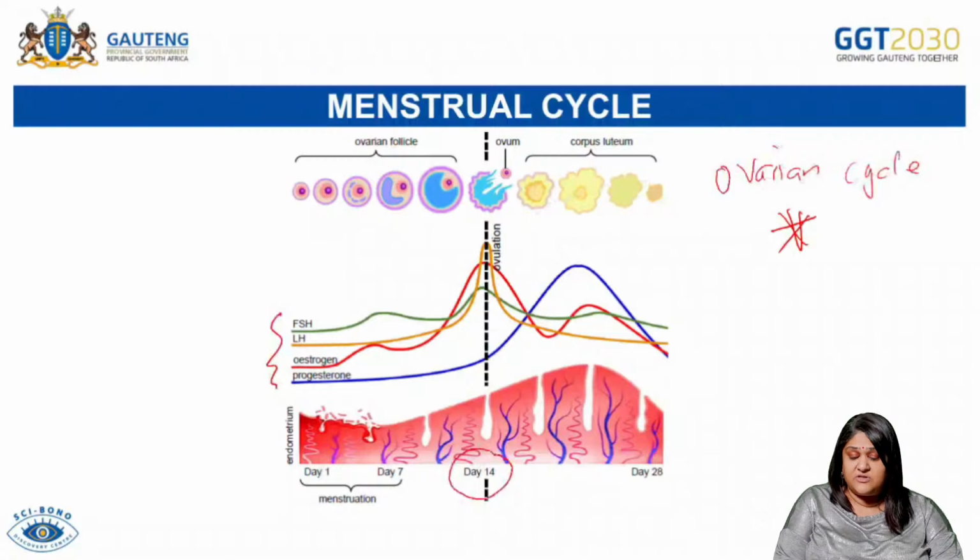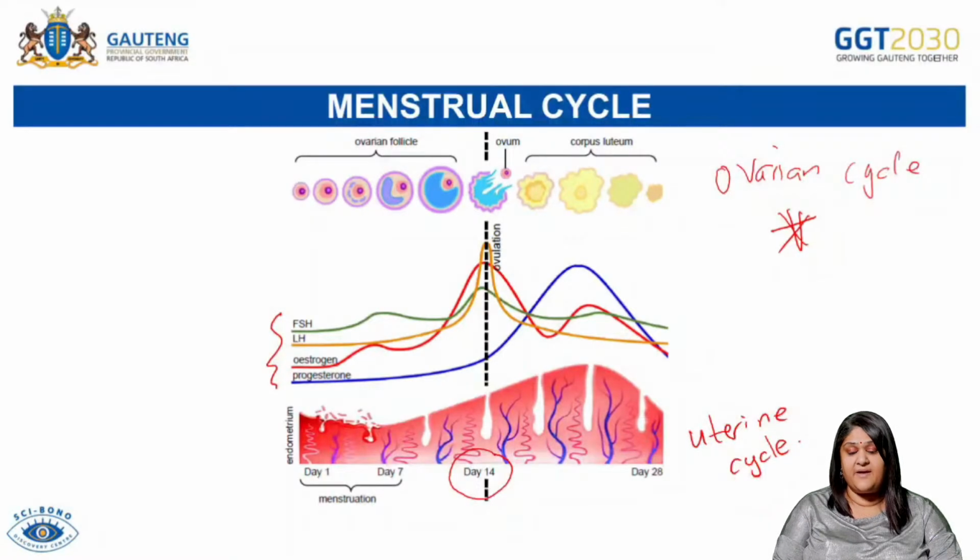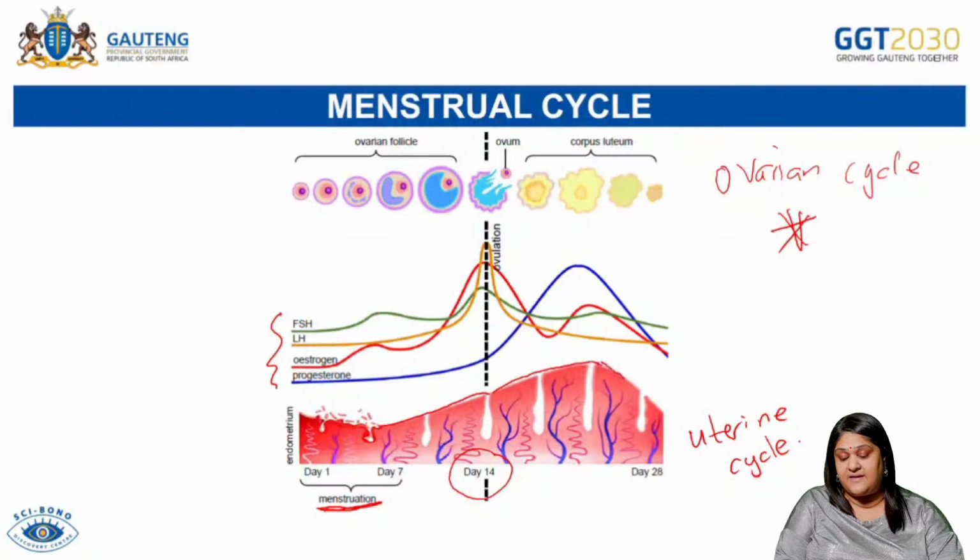Okay, and then you also need to know this one, which is the uterine cycle. You need to know how the endometrium is shedding during menstruation. That's this part over here, from day 1 to day 7, and then how it's going to start building up over here, and then how it's going to be maintained. Later on, if fertilization does not occur, then it's going to start decreasing again.